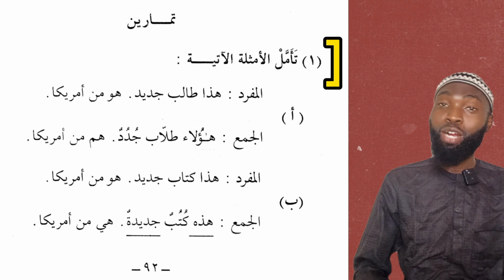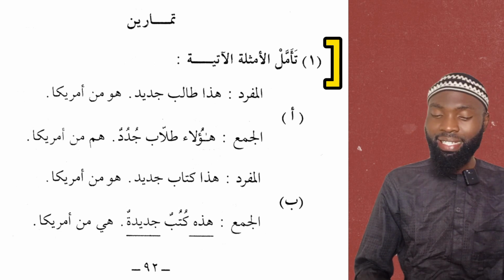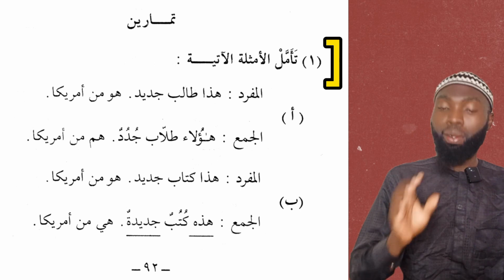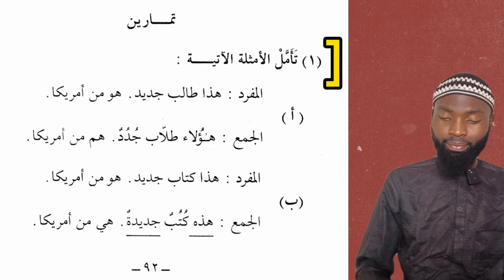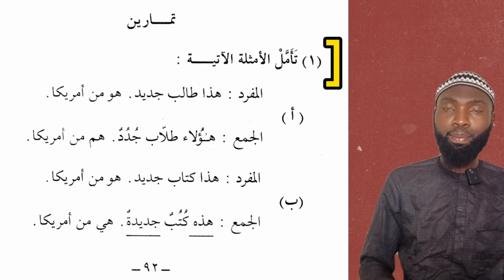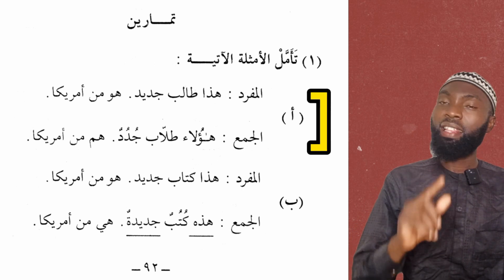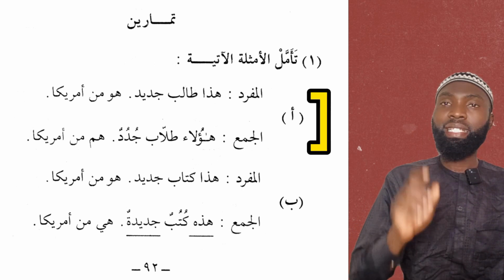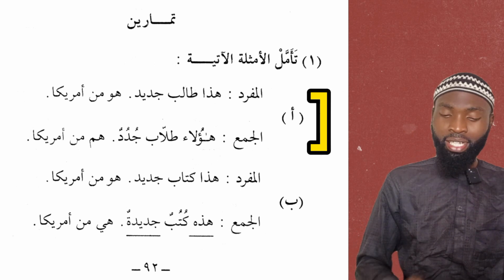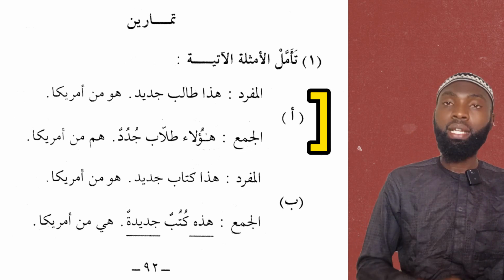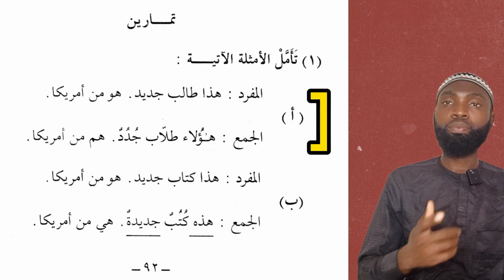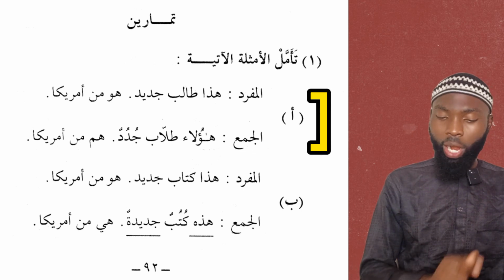Tamarin, exercises to better our understanding. The first exercise says ta'ammalil amthilatil atiya. Ponder over the following examples. Al-mufrad, the singular. We have hadha talibun jadidun. This is a new student. Coming to this side, we have huwa min Belgica. He is from Belgica, Belgium. So we can see huwa is being used.